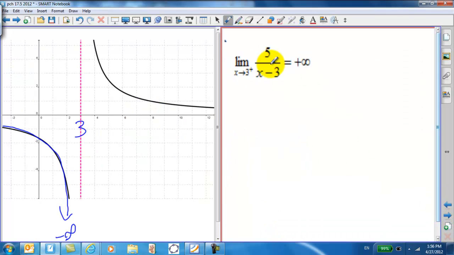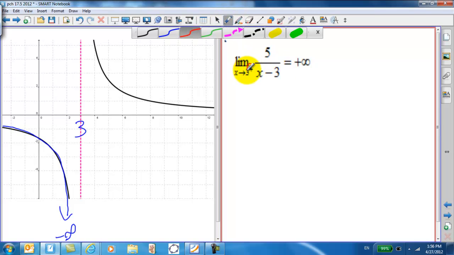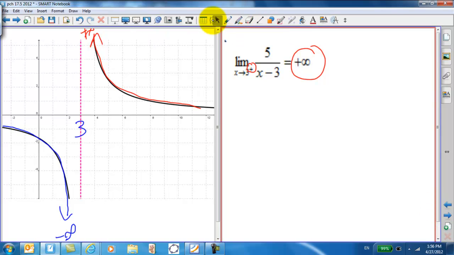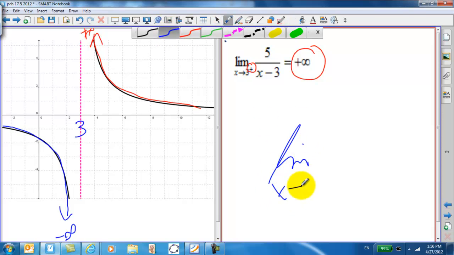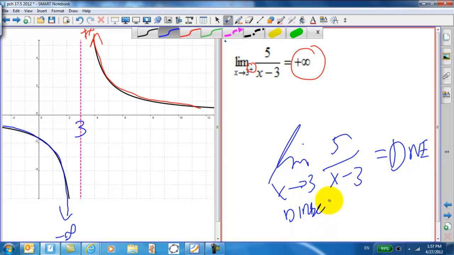Contrast that now with as we approach 3 from the right, now we're heading up to positive infinity. And so the graph can tell you both those directional limits right away. What would you say then the limit is as x approaches 3 of 5 over x minus 3? What's that going to be? Well, that does not exist because the directional limits do not agree.